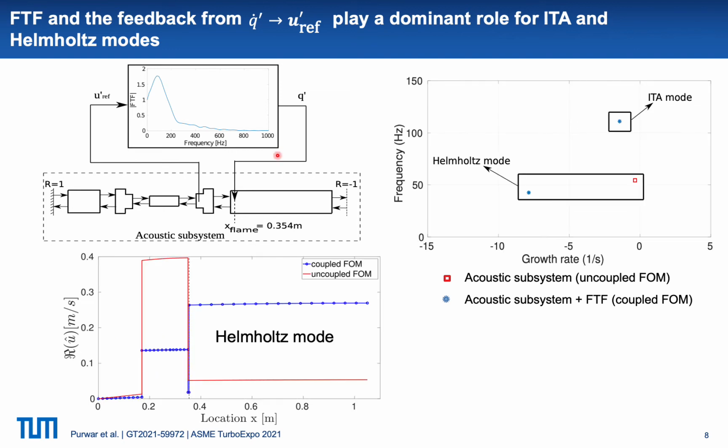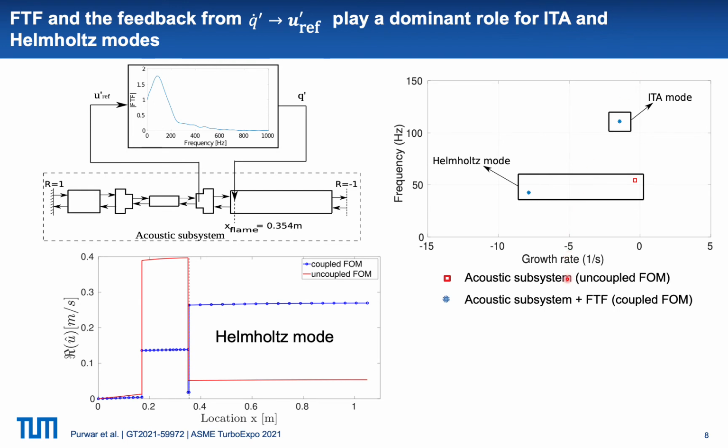On the other hand, the Helmholtz mode from both the coupled and uncoupled system have significant differences. And this is visible in the eigenmode shapes also. This difference is basically because at the frequency of the Helmholtz mode, which is at about 40 Hz, the gain of the flame transfer function is very high. This means that the flame transfer function plays a dominant role here.